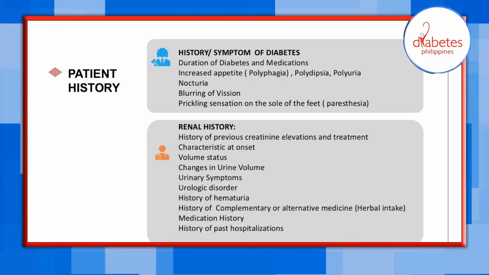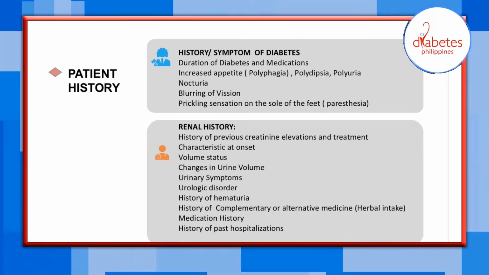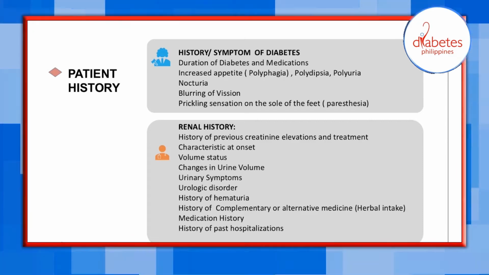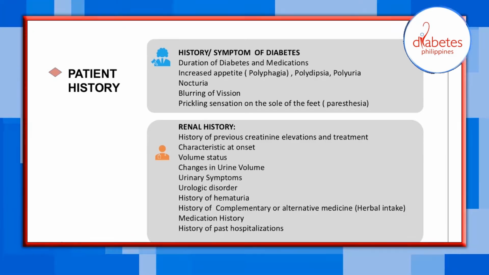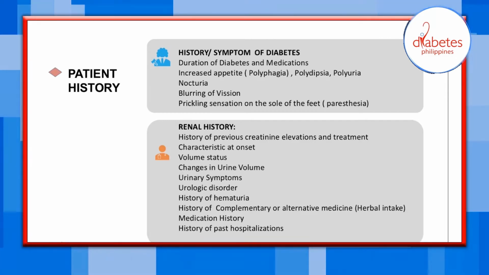Also, you have to ask for symptoms of blurring of vision, prickling sensation of the soles of the feet or paresthesia, or dribbling of urine, which can be signs of diabetic retinopathy, diabetic neuropathy, or diabetic nephropathy.